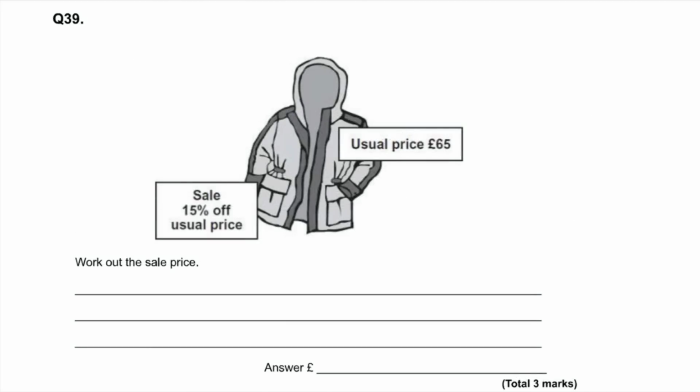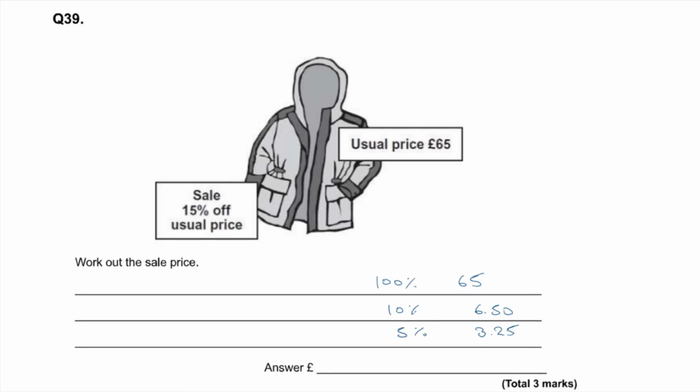The usual price for that jacket is £65. The sale is 15% off the usual price. Work out the sale price. Okay, so 100% everything is 65. We want to work out 15% and take it off, don't we? Because it's 15% off. So what's 10%? That is £6.50, and then 5% is going to be half of that. That's going to be £3.25.